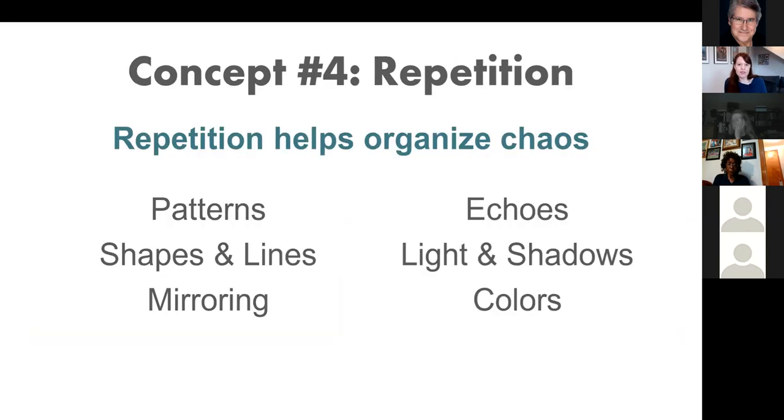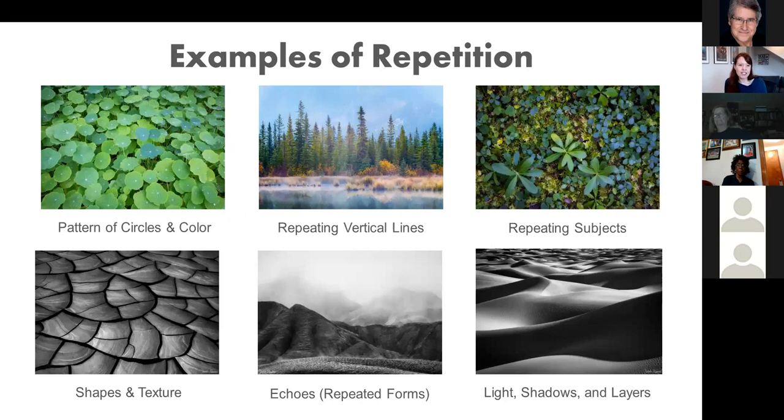So concept number four is repetition, and I find that repetition helps bring cohesiveness to a scene and it helps organize chaos. There are so many ways to find repetition in nature. Some examples are patterns, shapes and lines, mirrors and echoes, lights and shadow, and colors. So these are six different ways that I look for repetition in nature. And here are some examples.